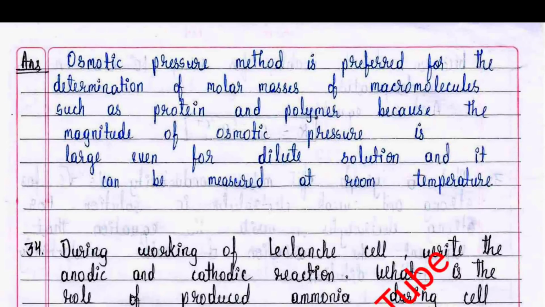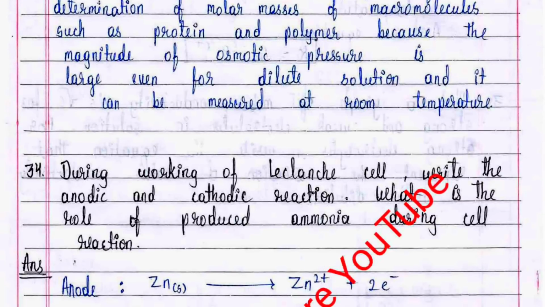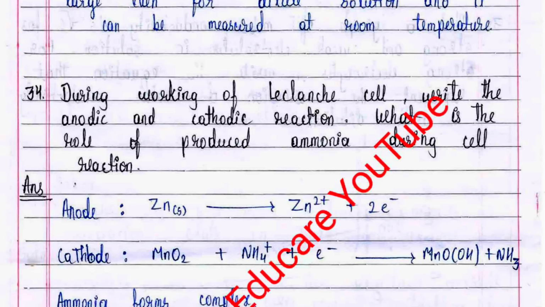During working of the Leclanché cell, write the anodic and cathodic reactions. What is the role of produced ammonia during cell reaction? And the answer is below.